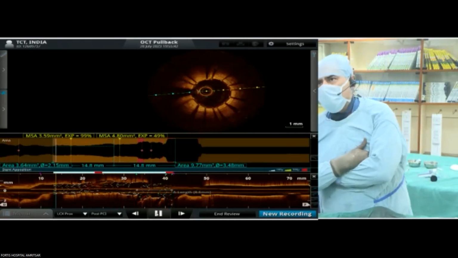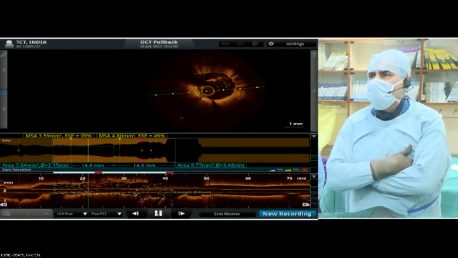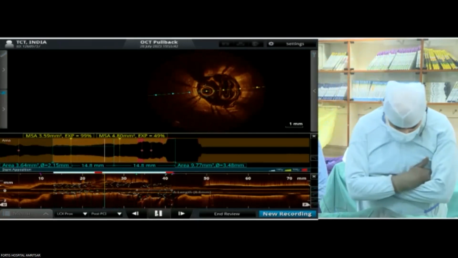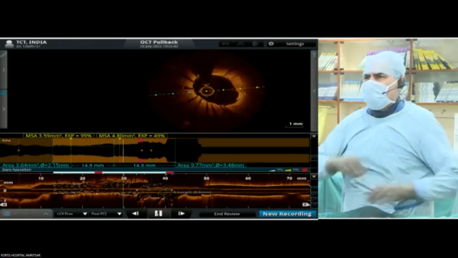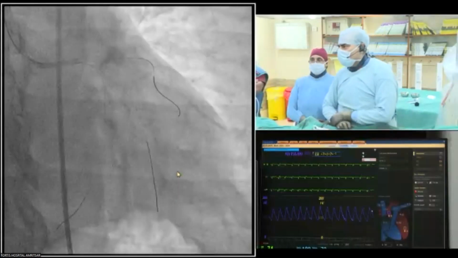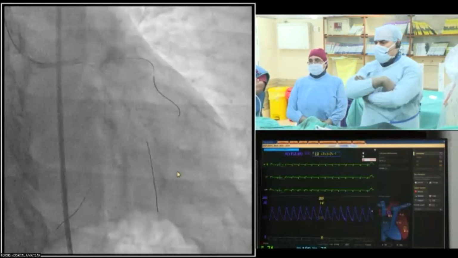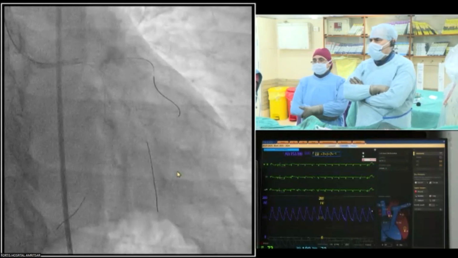Actually, in these situations, Ramesh, will you put a wire into the LAD and put in an OCT? It will be difficult because you may create a lot of problems there. So what will you do actually with the LAD? Saurav, any opinion from you? If you have a stent extending from the circumflex to the LMCA, will you do any imaging into the LAD? Actually, it will create more problems, right?